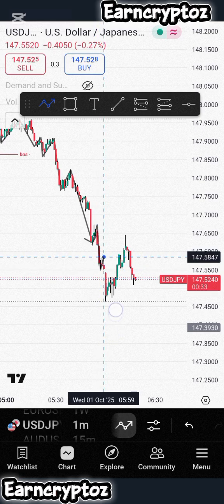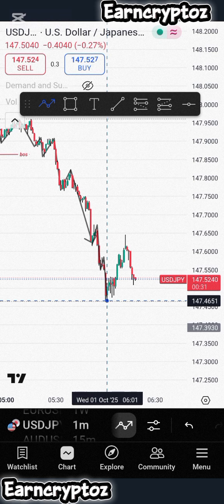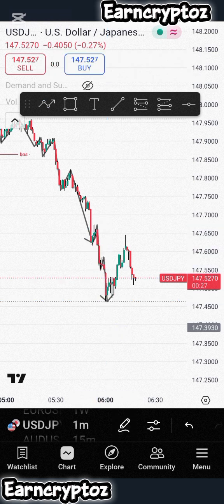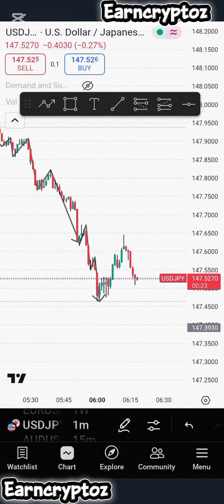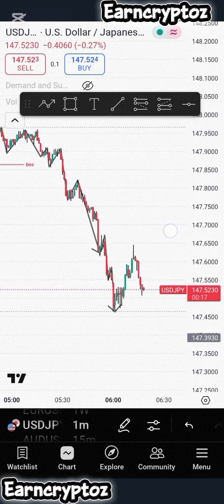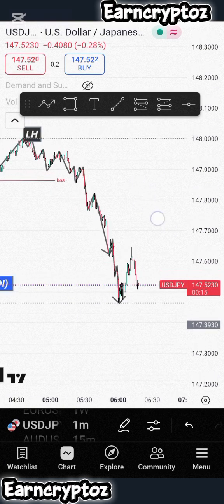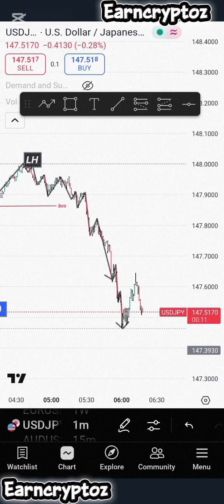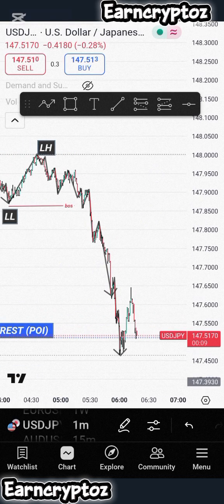There's a valid pullback right here. Okay, and you can see that another correction has happened. But we don't know where this correction is going to end before another break of structure to the downside. Okay, so pending that happens, we are going to identify the first valid POI and the extreme valid POI.